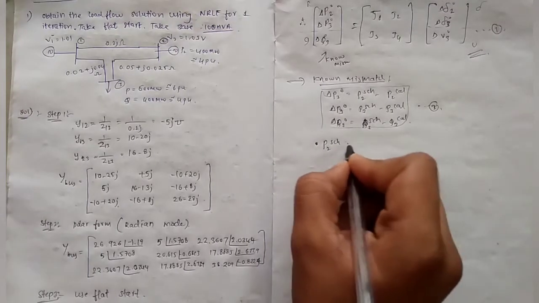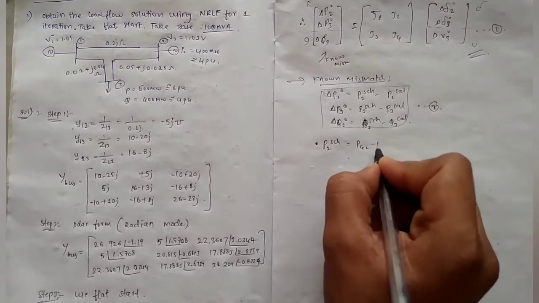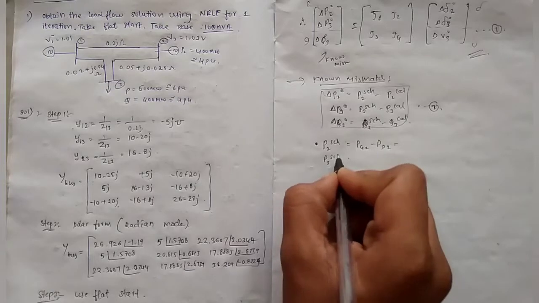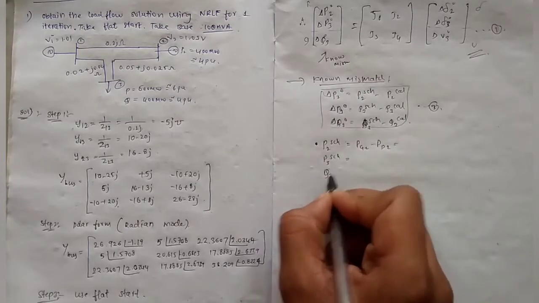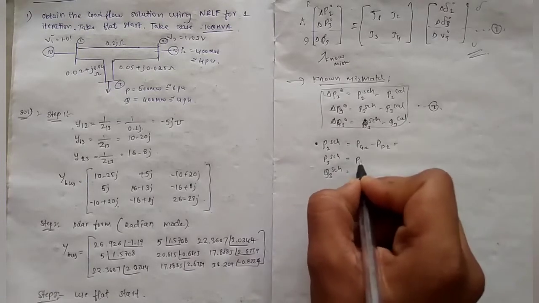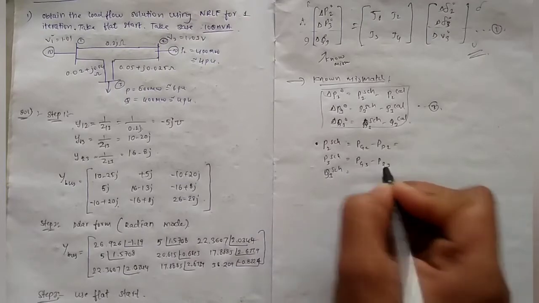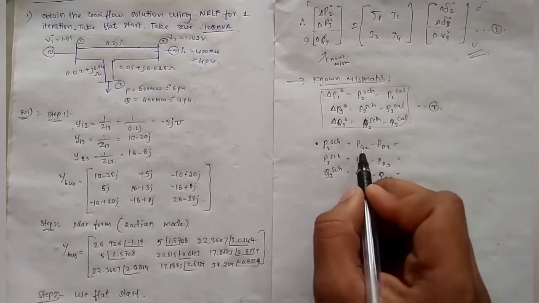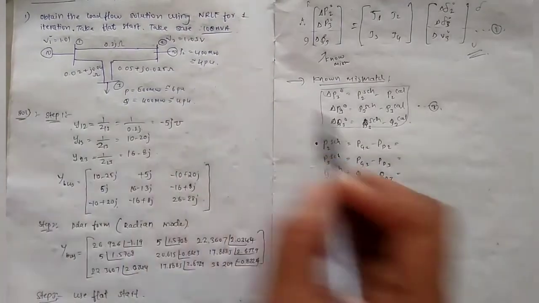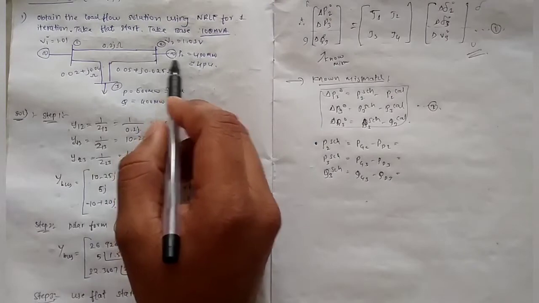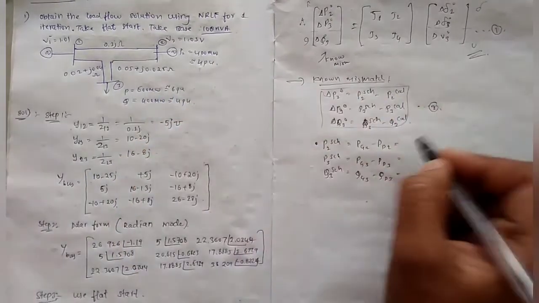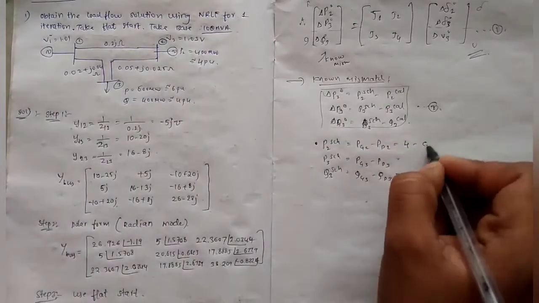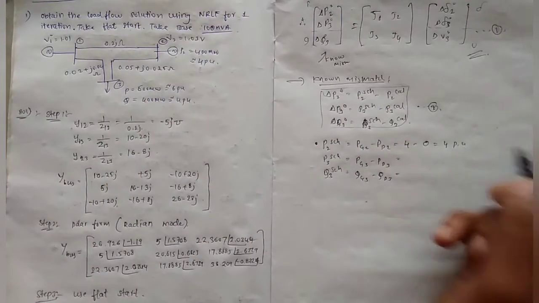P2 scheduled is equal to Pg2 minus PD2 formula. Now P3 scheduled and Q3 scheduled are equal to Pg3 minus PD3, Qg3 minus QD3. Pg2, we have a generator, right? Pg2 is this only, 4, minus demand. We don't have demand at bus 2, right? Therefore this is 0. Therefore, we'll get 4 pu.